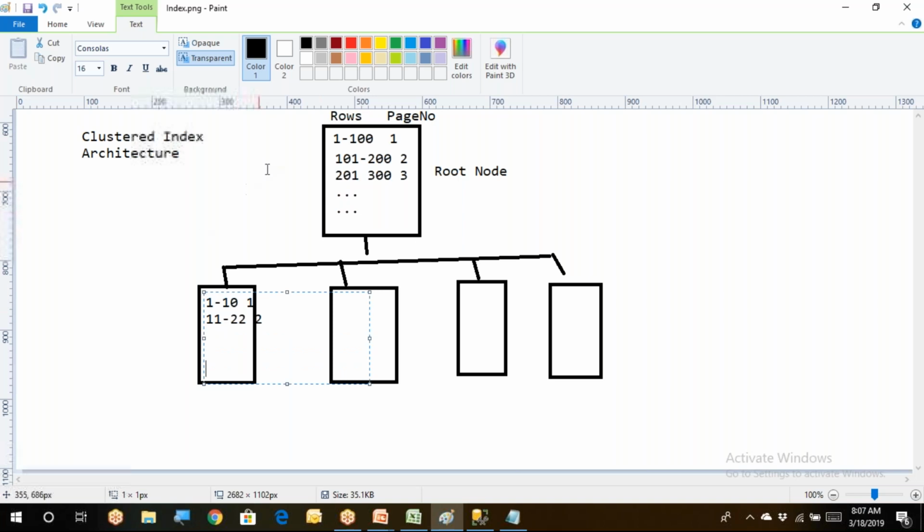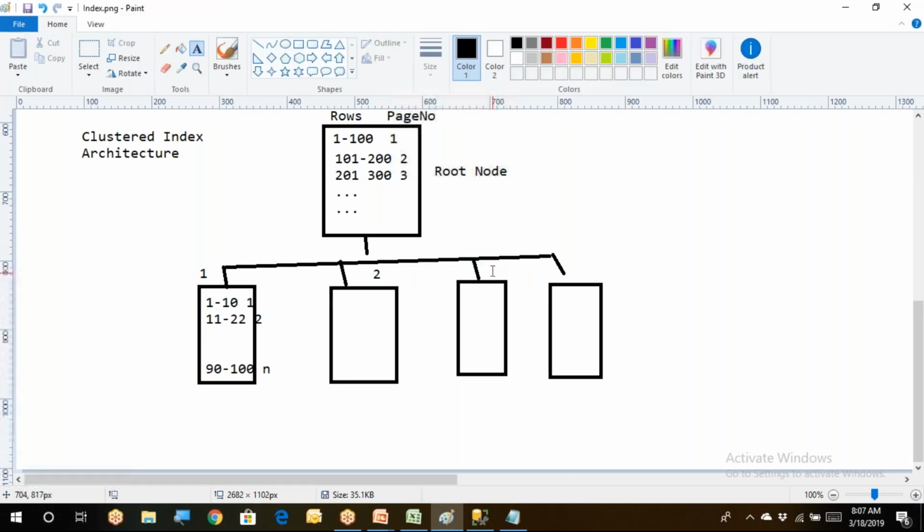So the complete data, 1 to 100, is completely available. So 90 to 100 is available also here, in some nth page. This is what is called a page number. Every page will have a number: page number 1, page number 2, page number 3. Some page numbers will be available there.